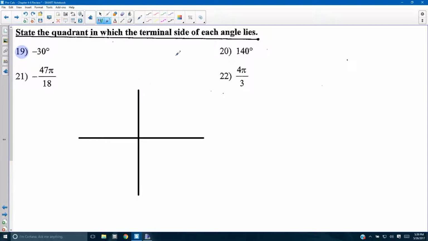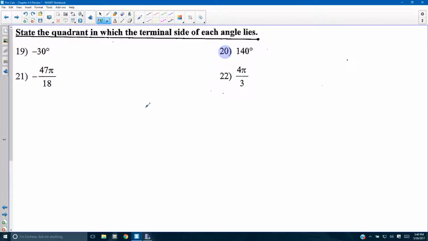Negative 30 degrees. Remember, every time you start, 0 starts eastward, this way. So 30 degrees will go 30 down. And right there, it's less than 90. We're in the fourth quadrant, quadrant 4. That's all we got to find there.